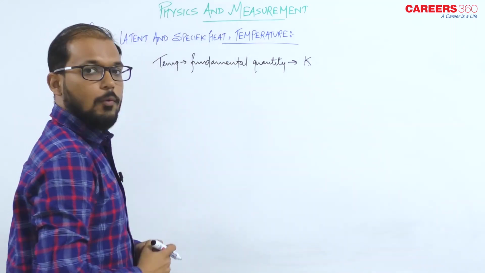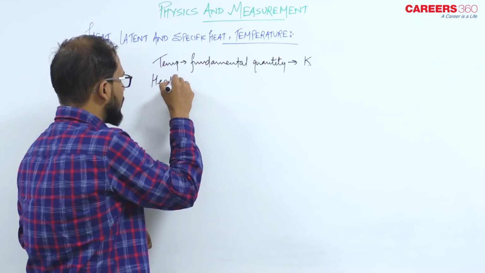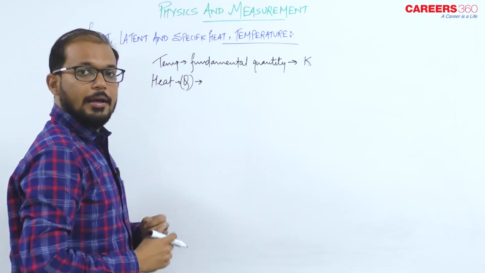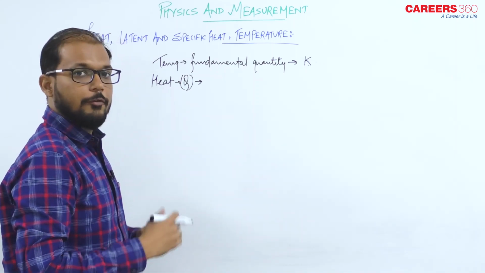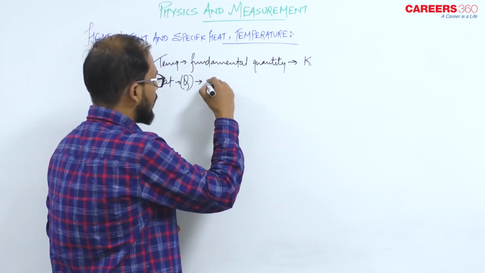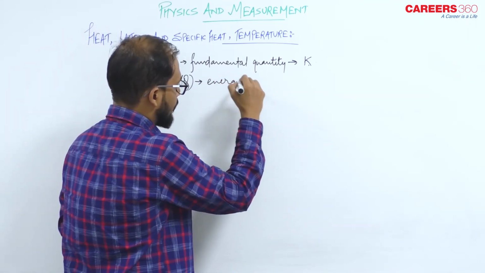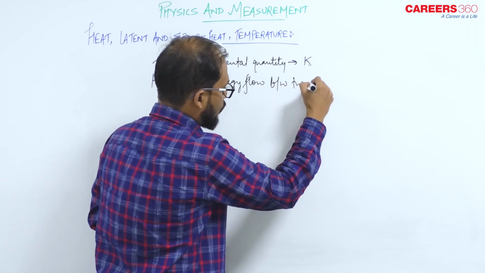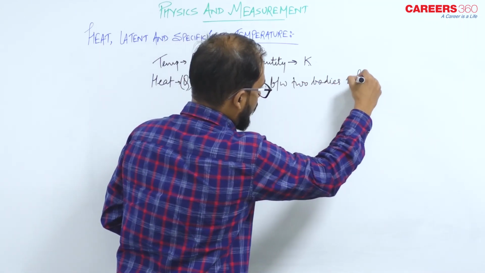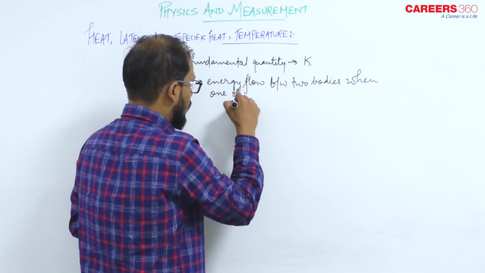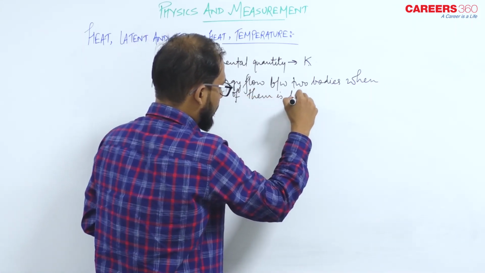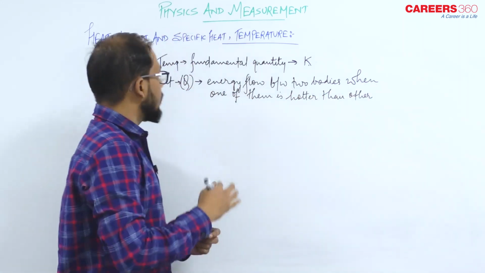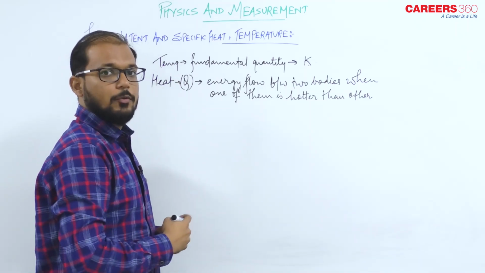Now let's talk about heat. What is heat? Heat is denoted by Q. Heat means the energy flow between two bodies when one of them is hotter than the other. And the dimension of heat is the same as work.